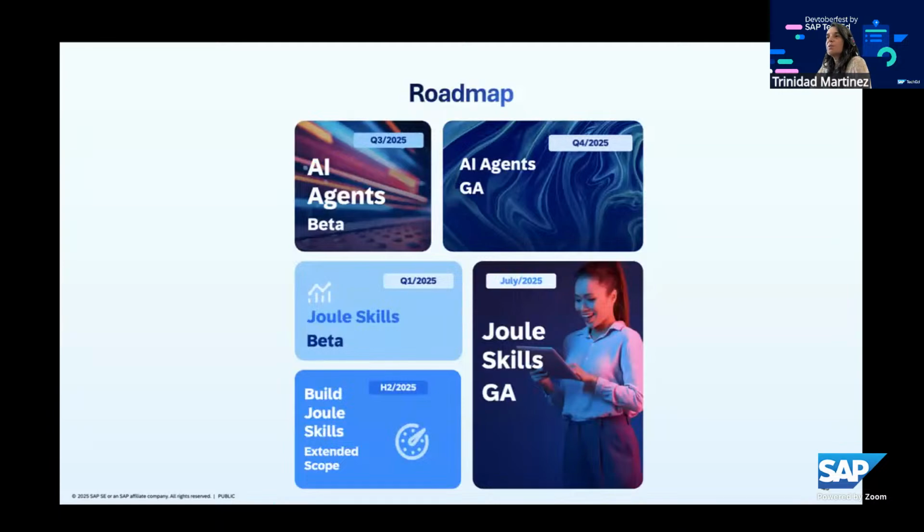The features of Joule skills that we presented are now generally available as of July 2025, so you can start using them immediately. AI agent capabilities are coming soon and are expected to be generally available by the end of Q4 2025. As we discussed in the overview section, Joule skills will serve as the foundational tools for AI agents. So this is a great time right now to start preparing for their adoption and integration into your workflows.